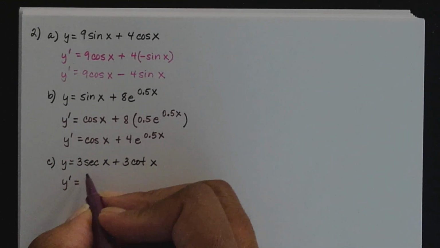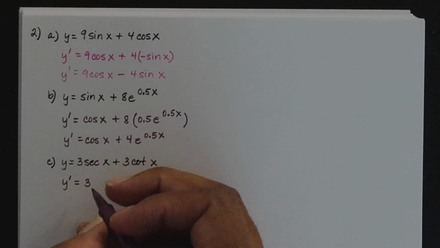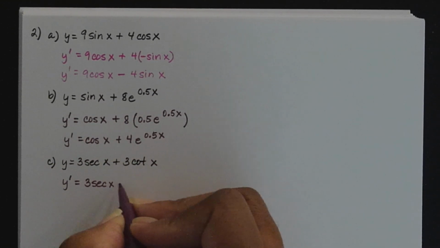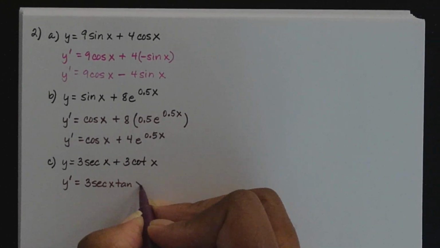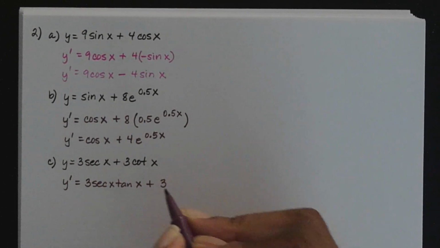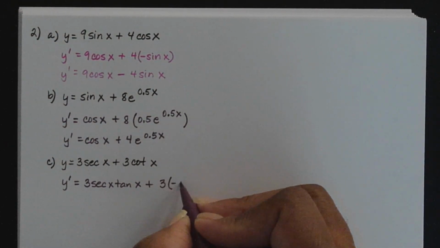Okay, so y prime would be this, bring down the 3. What would be the derivative of the secant of x? Secant x tangent x. And then plus that 3 cotangent of x. Well, if I bring down the 3, what will be the derivative of the cotangent of x? Negative cosecant squared x. Right.